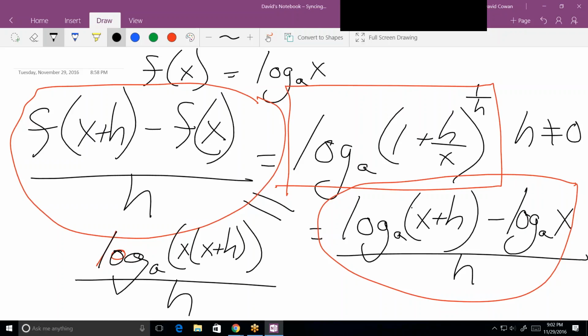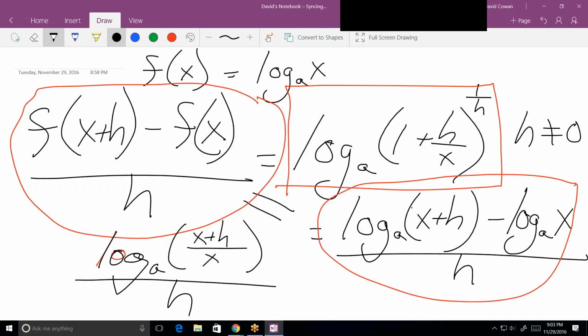Wait, how did you get that? By multiplying x plus h times x. But isn't that subtraction? Ah, thank you. You saved me a whole lot of effort because I was trying to figure out how this ends up being equal to that. It didn't look like it was going to. There. Does that look better? Okay.